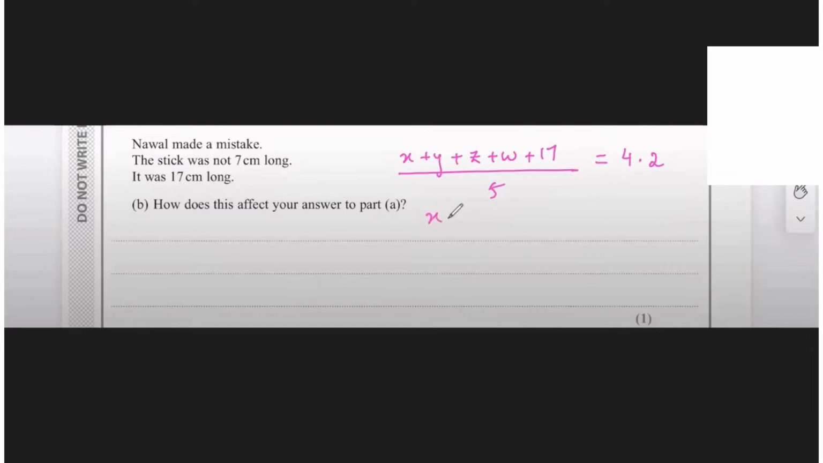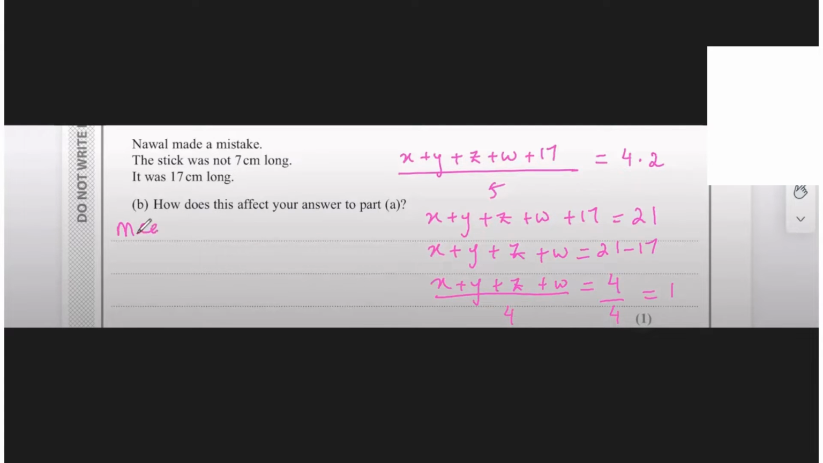So cross multiply, that's again going to be 21. So now that's going to give us 21 minus 17, which is going to be 4 over here. So for the mean, we would divide both sides by 4, and that would give us the mean of 1. So the mean value decreases. That's how our answer to part A changes.